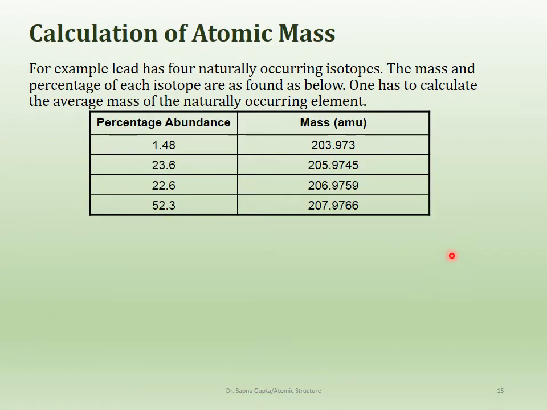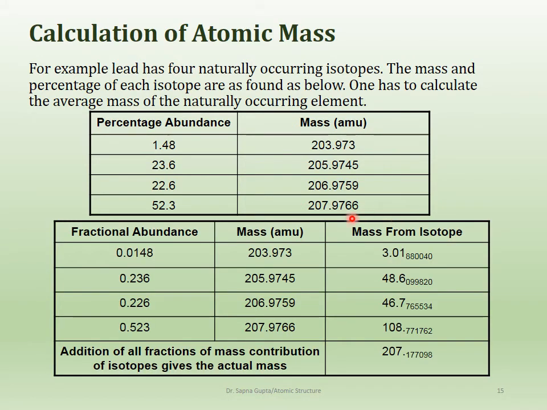So how do you calculate atomic masses? Well, you find out what the percent abundance is, which is what was given in the previous chart. You know what the mass is of each of the isotopes that's coming out. Then you take the fraction of the abundance, which is 1.48 divided by 100, because it's a percent. You multiply the fraction abundance by the mass, and you get the mass that is contributed by that particular isotope. Then you take the next one, the next one, the next one.